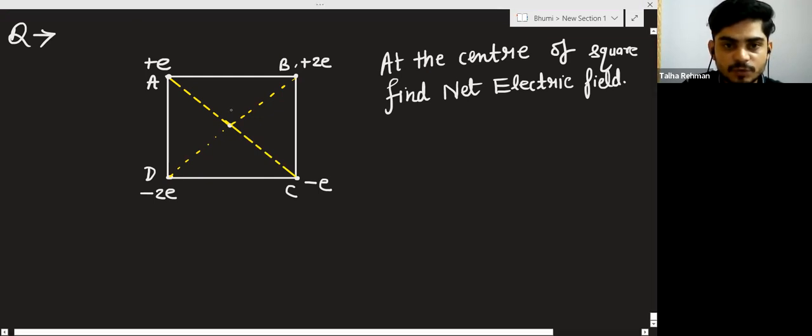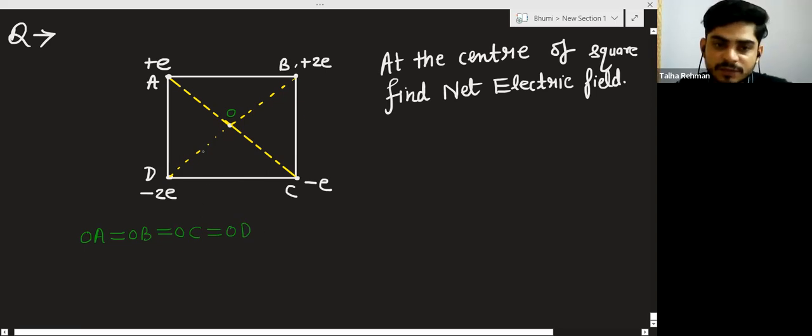Suppose this is point O. The distance OA will be equal to distance OB, will be equal to distance OC, will be equal to distance OD.